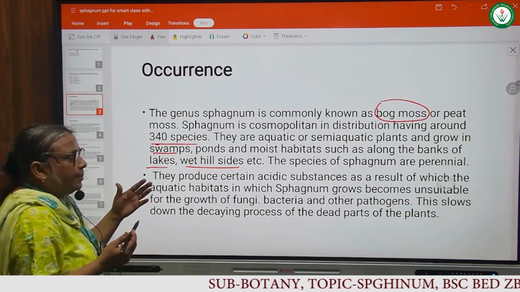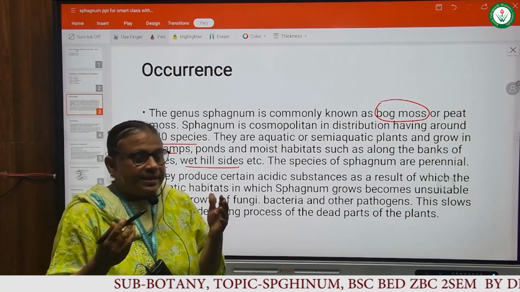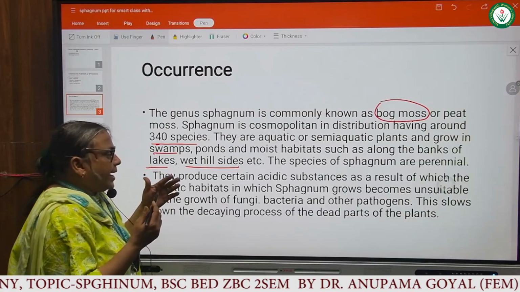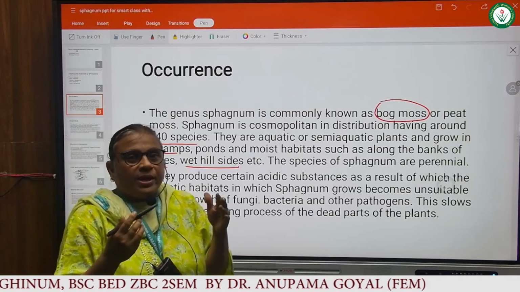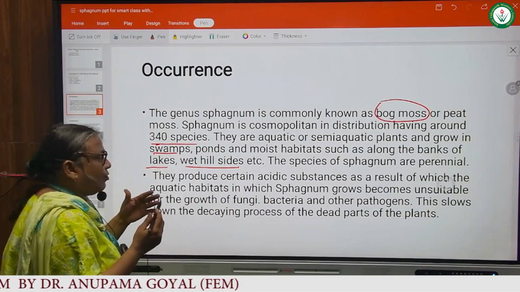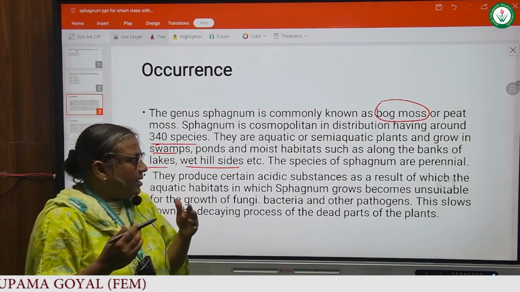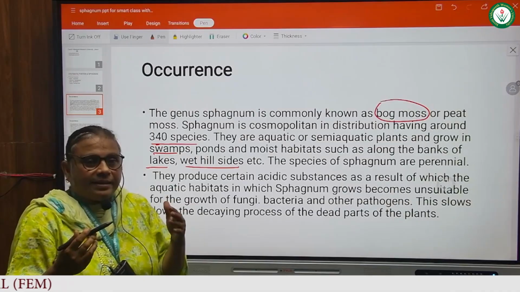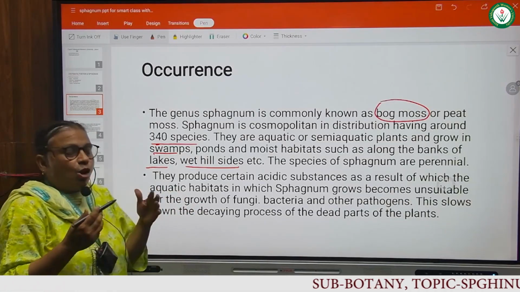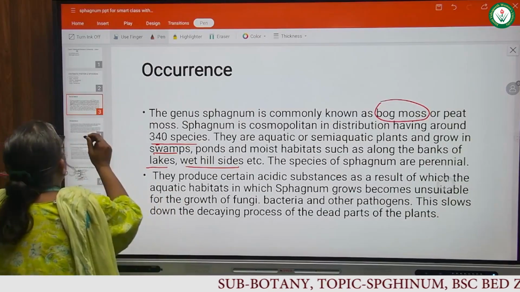The species of sphagnum are perennial. They produce certain acidic substances as a result of which the aquatic habitats in which sphagnum grows become unsuitable for the growth of fungi, bacteria and other pathogens. This slows down the decaying process of the dead parts of the plants.